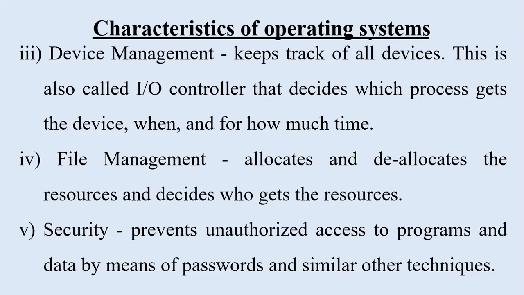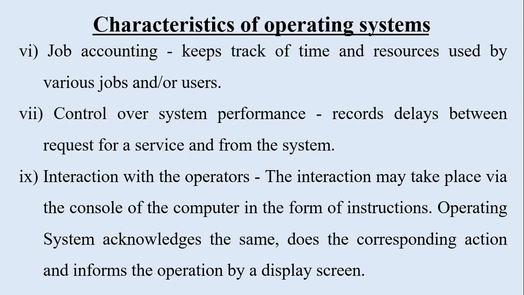Number four, file management. The operating system allocates and deallocates the resources and decides who gets which resource at what time. Number five, security. The operating system prevents unauthorized access to programs and data by means of passwords and similar other techniques that we are going to learn in some other videos. Number six, job accounting. The operating system keeps track of time and resources used by various jobs and or users. Number seven, we have control over system performance.